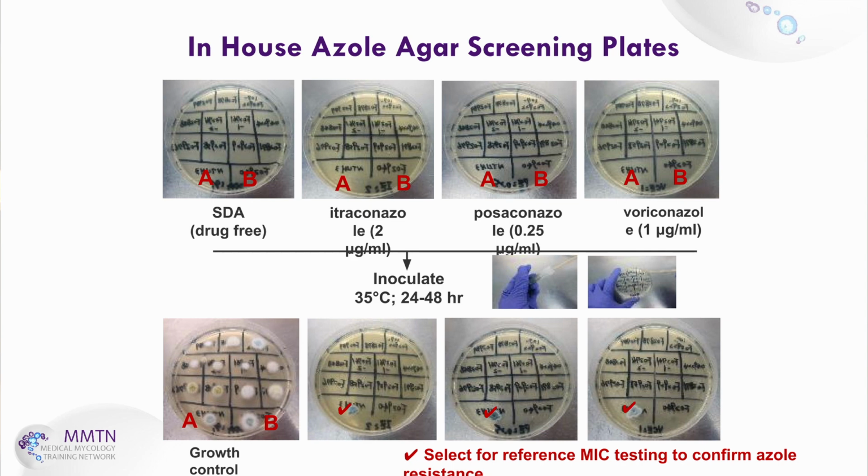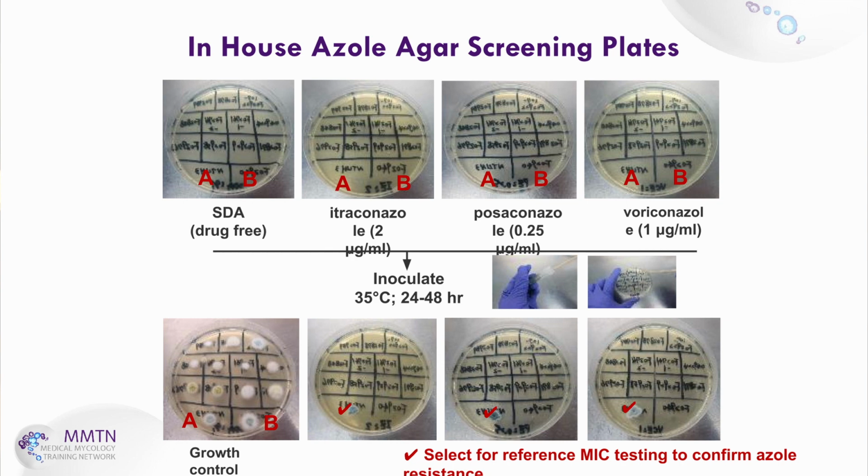After 1 to 2 day incubation, we can test many isolates simultaneously on one plate. It may be cost effective if there are several isolates to be screened. For example, we inoculate isolate A and then B onto the drug-free plate and 3 azole plates.